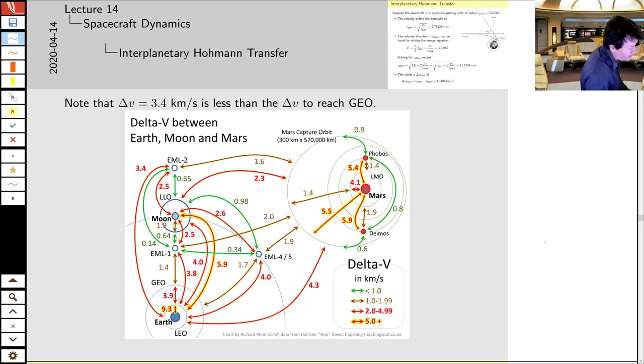Again, here's this map I gave in lecture 8 or something like that. You may recall that from a parking orbit, it took all of 3.9 kilometers per second to transition to geosynchronous. So 3.9 is obviously greater than 3.4. So it's easier to get to Venus than it is to get to Geo. Wow. So that's fairly impressive, and that's due to the Oberth effect.